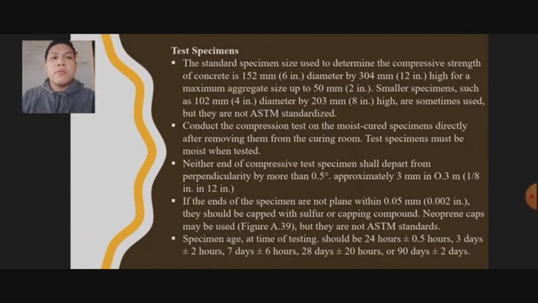Test specimen. The standard specimen size used to determine the compressive strength of concrete is 152 mm or 6 inch diameter by 300 mm or 12 inch high, for a maximum aggregate size up to 50 mm or 2 inch. The smaller specimens, such as 102 mm or 4 inch diameter by 203 mm or 8 inch high, are sometimes used but they are not ASTM standardized.